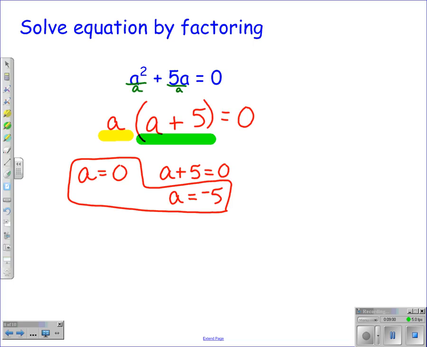Put in negative 5. Negative 5 squared is 25. 5 times negative 5 is a negative 25. Positive 25 plus a negative 25 equals 0. Both of those answers work. They are the solutions to the problem.